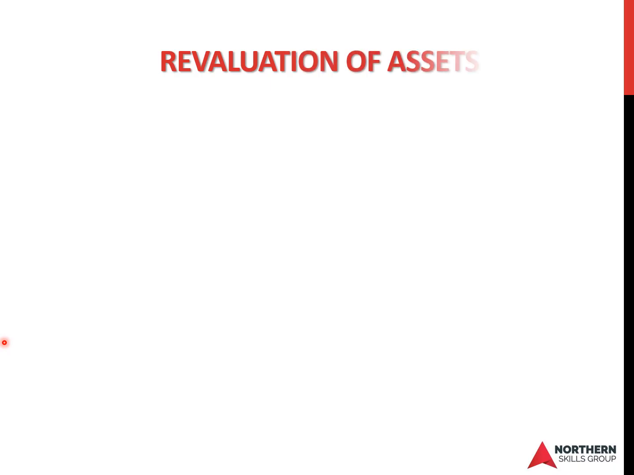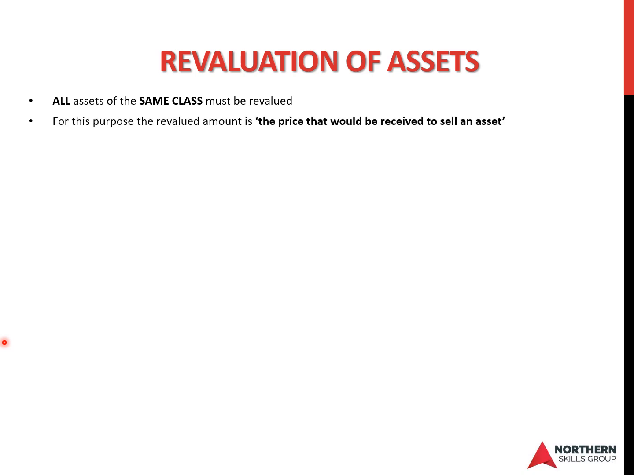The other important area covered by IAS 16 is the revaluation upwards of assets. If we believe that assets are currently worth more than their book value in the statement of financial position, IAS 16 gives us the option of increasing that value. And remember that all assets of the same class must be revalued. You can't pick and choose. If you're wanting to revalue one branch of a business, you have to revalue all branches and so on.